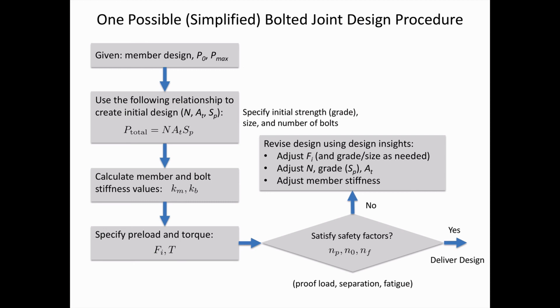Another thing, if there is some flexibility in the members, maybe adjusting the member stiffness would have a desirable impact. Remember that changing the stiffness coefficient C has a different influence on different performance metrics. And so adjusting member stiffness or adjusting the bolt stiffness may have an impact that helps you get a feasible design.